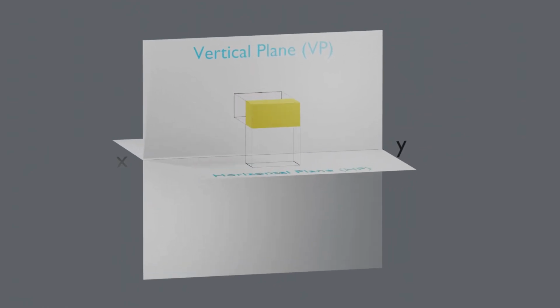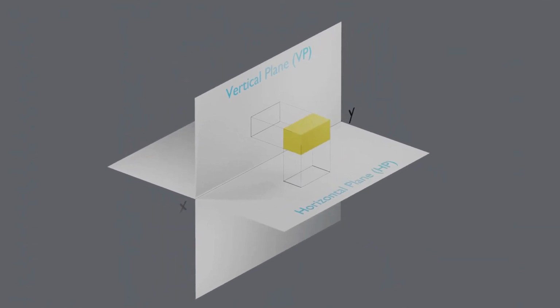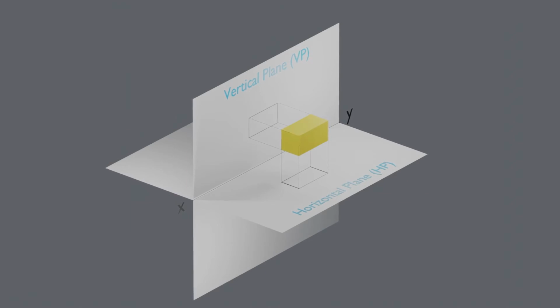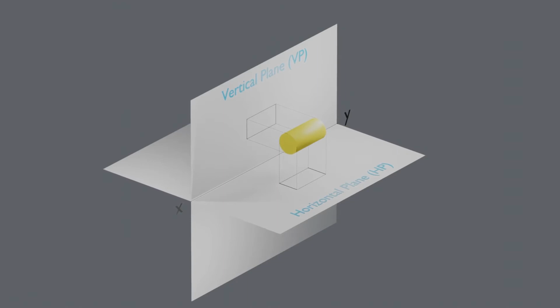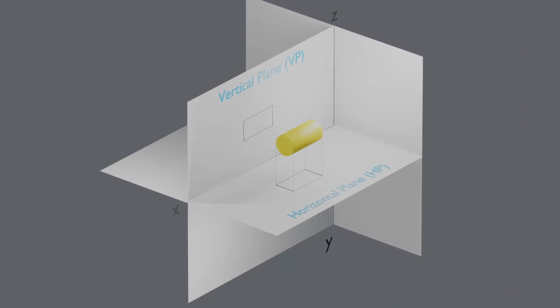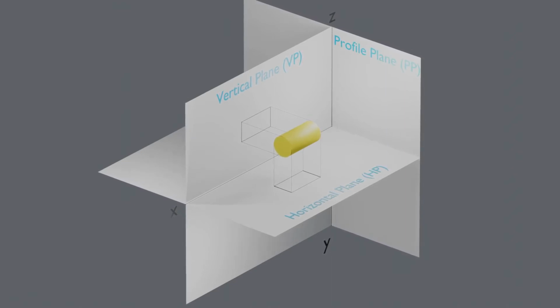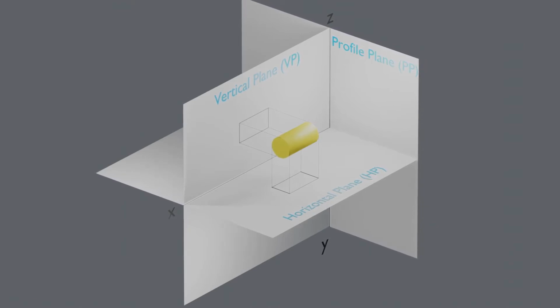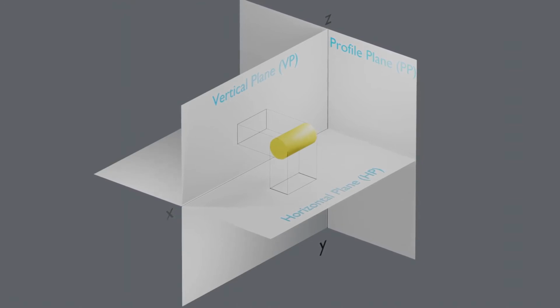That means if we have the top and front views only, then we won't know whether it is a cylinder or a square prism. We should know the shape of the cross section also. For that, we need the side view. We need another plane for the side view to get projected. This plane is perpendicular to both the horizontal and vertical plane and is known as the profile plane. It can be denoted as PP. It is also known as auxiliary vertical plane or AVP. The view obtained on the profile plane is known as side view or profile view or end view or side elevation.